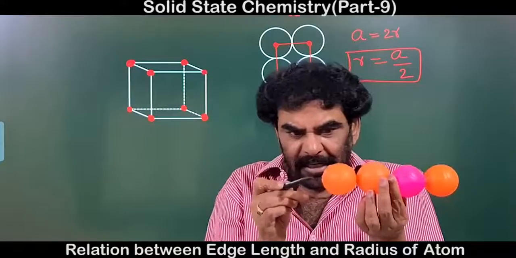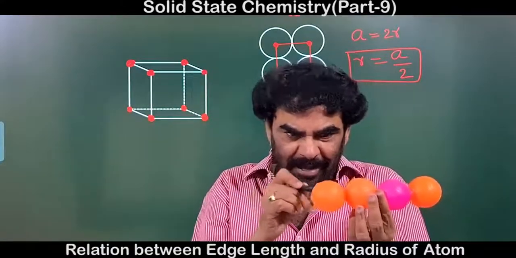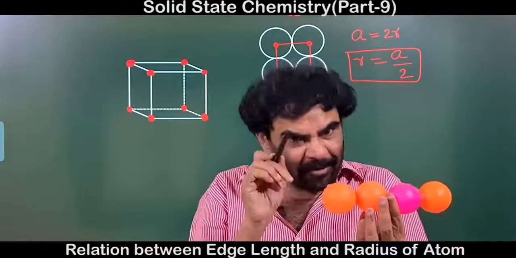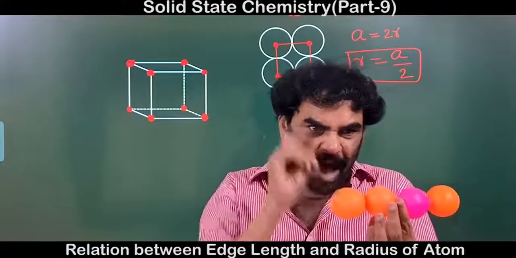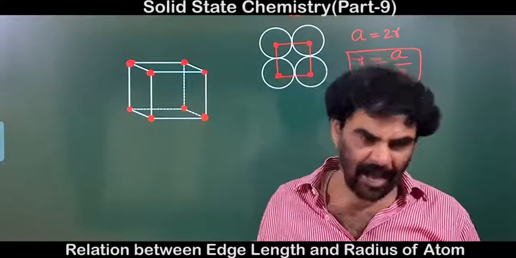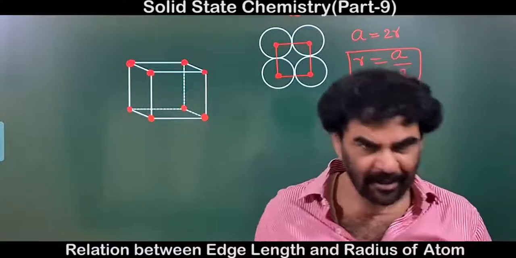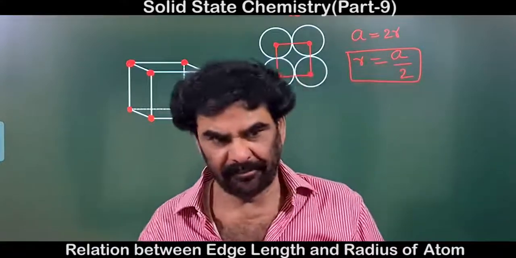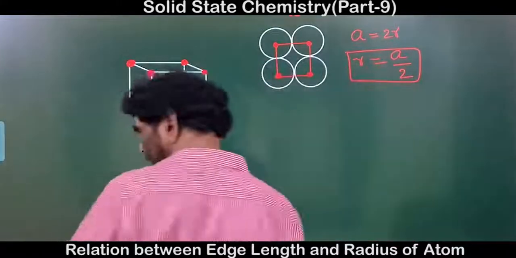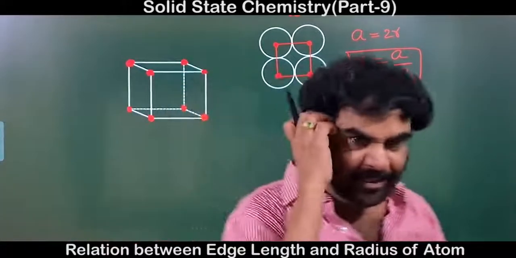Here to here is 2r: the diameter of this plus the diameter of this. The internuclear distance is equal to the diameter, and half of the internuclear distance is the radius of the atom. For these calculations, assume that we are taking atomic crystals. Now, this is the relation, and I told you at the beginning that we are discussing only cubic systems.